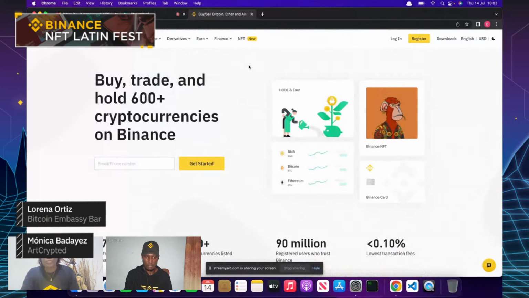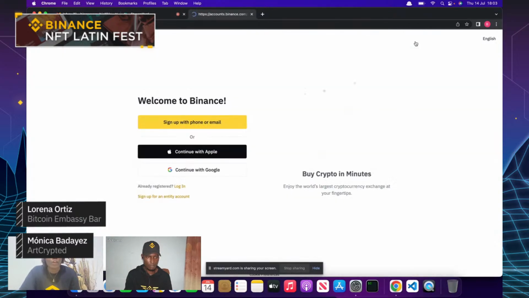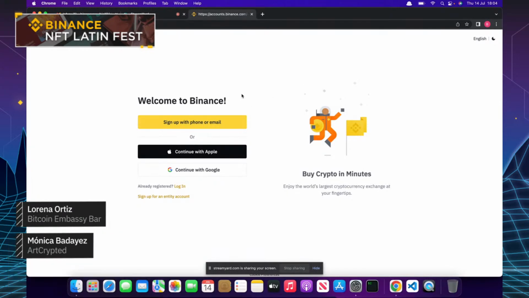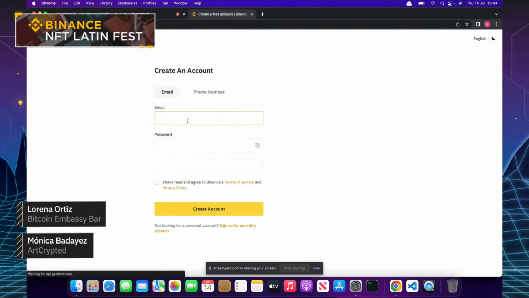You just hover up to this top part, this dashboard. You see login, you see register. We are new to Binance, so we are going to register. When you click on the register button, you see welcome to Binance. You need to sign up with your phone or email, or continue with Apple or continue with Google. For illustrative purposes, we are going to sign up with email.